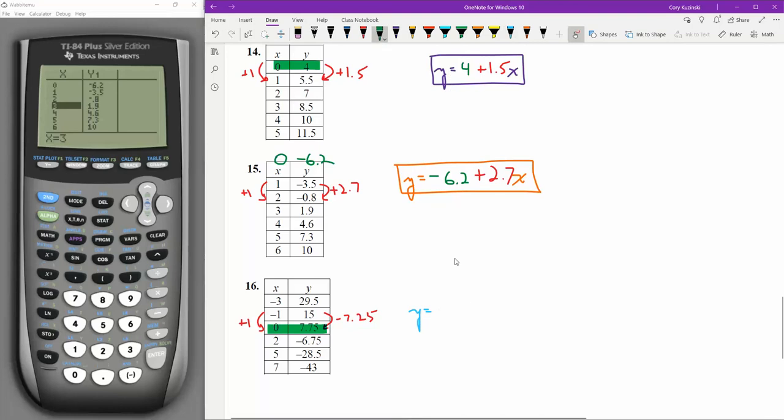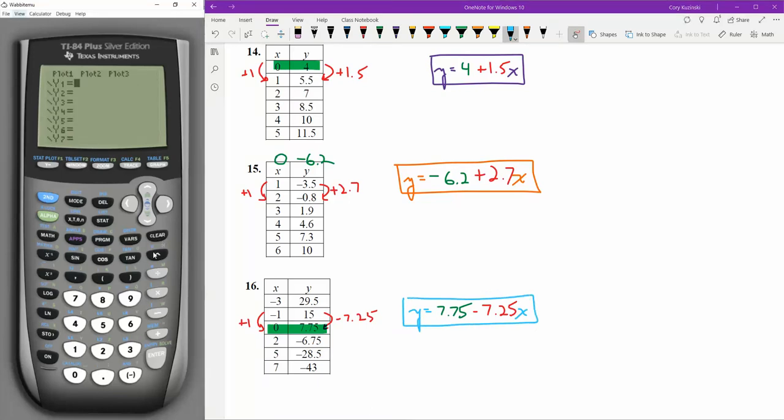So we're going to write 7.75 minus 7.25 times x. And I think we'd be silly to not check our answer. Let's do so. 7.75 minus 7.25 times x, second table. There's negative 3, 29.5, negative 1 and 15, 0 and 7.5, 2 and negative 6.75, and so on and so forth. All right, that'll do it.